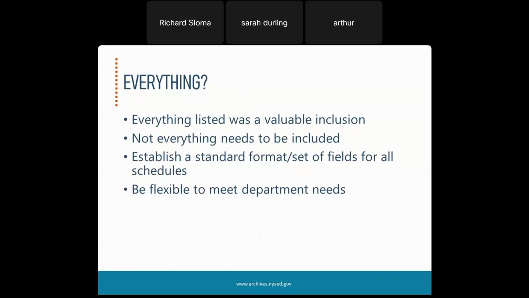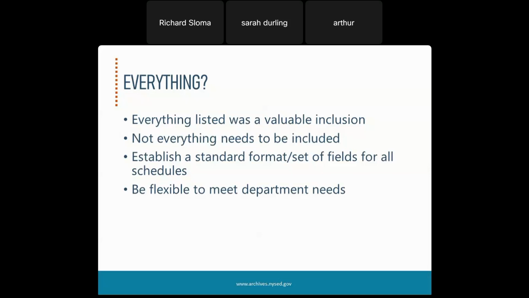Everything listed there is a valuable inclusion. There is a place for everything in there. Not everything necessarily needs to be included because it's really going to depend on what your needs are and what your goals are for the office schedule. It could be more, it could be less. There could be fields that are not listed there that you need to have. It's very dependent, as somebody said, I saw it go flying through the chat, on your organizational needs.